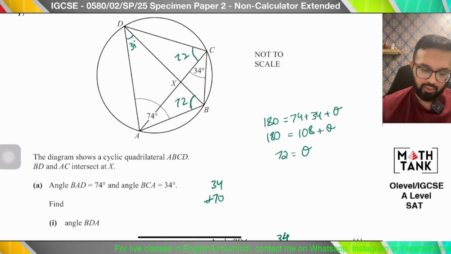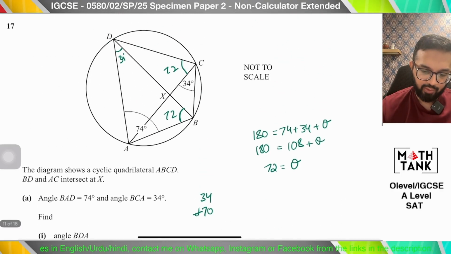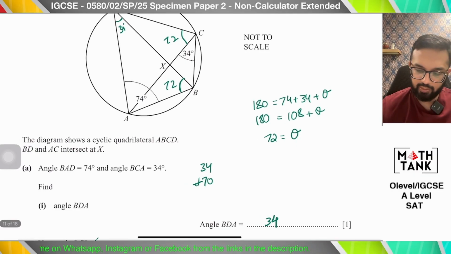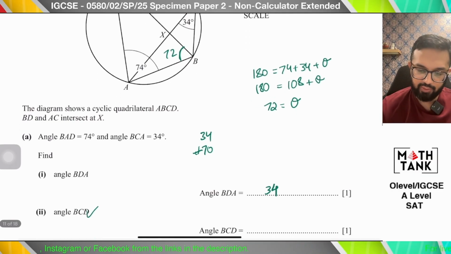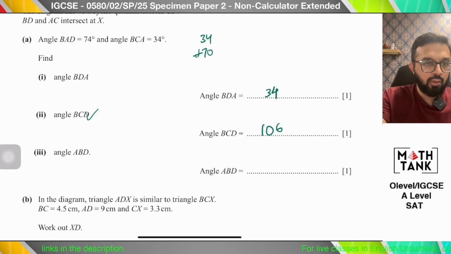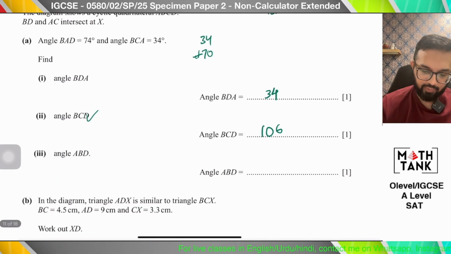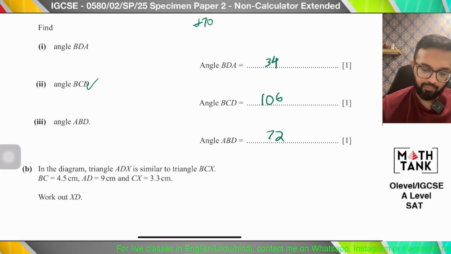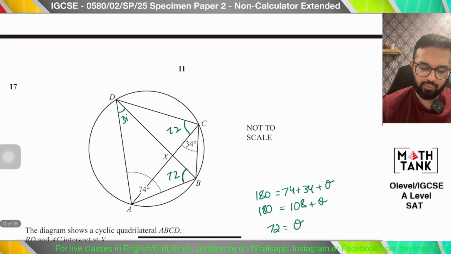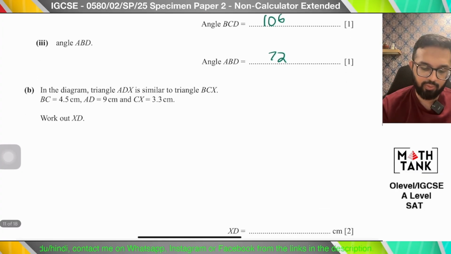Okay, let's see what we wanted. I have found out a lot of angles. Angle BCD. So that should be a total of 180 minus 72 and 34. That's 106. Okay, yeah, that's correct. Angle EBD, I've already found that. That's 72. Okay, so that's always going to work. You find out as many angles on the circle properties questions and you'll be able to do it.